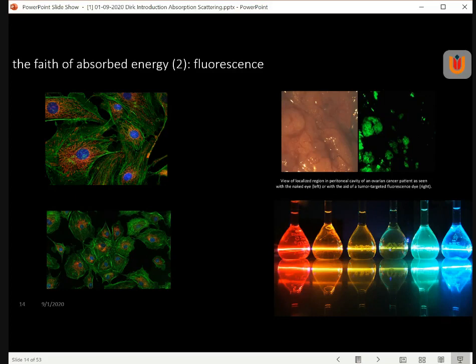That's for microscopy. There on the top, you can see a clinical example. You can also use this in the operating room, for example. You can inject a fluorescent compound in tissue.